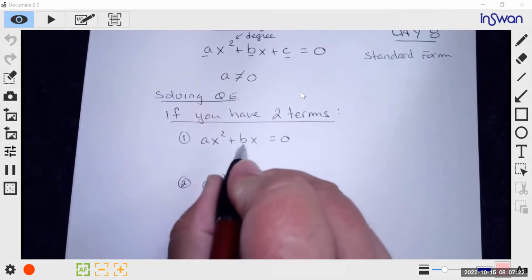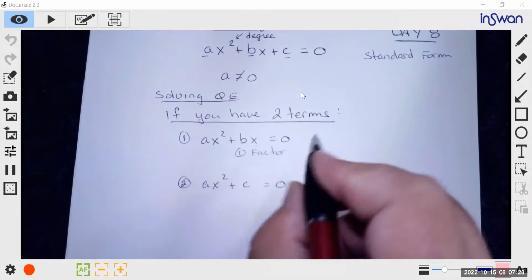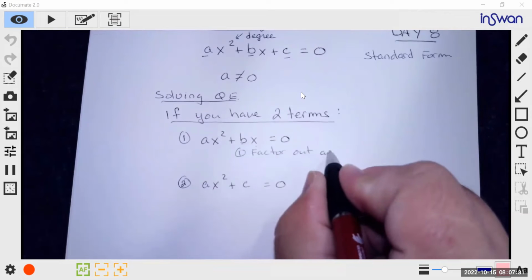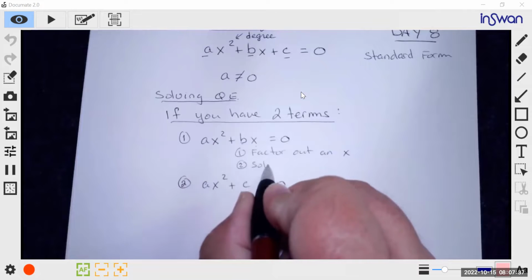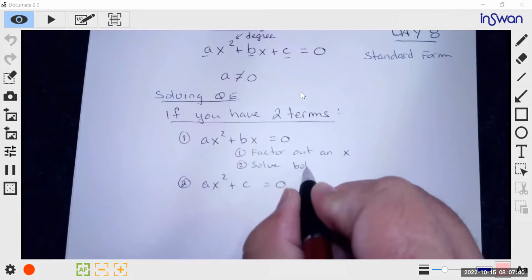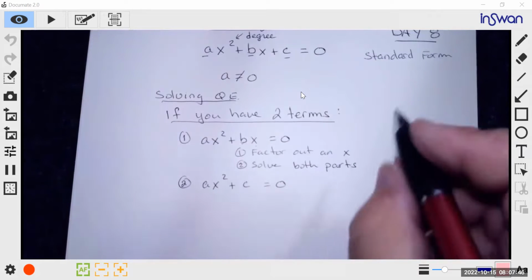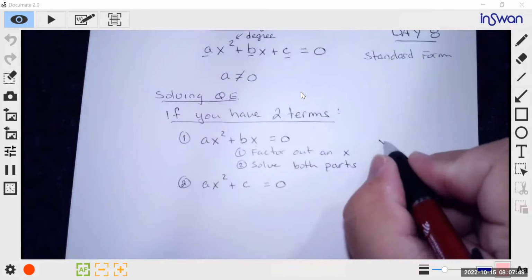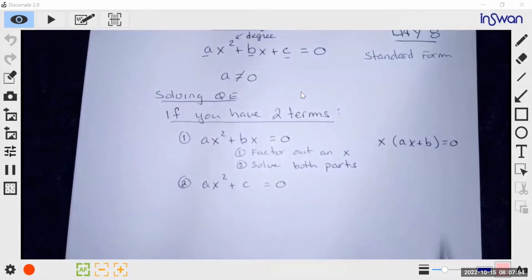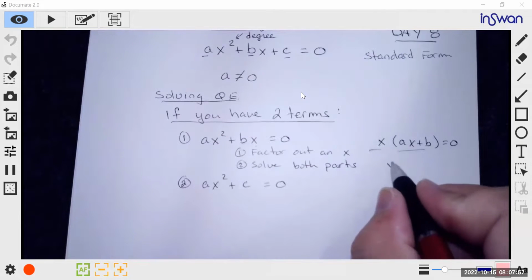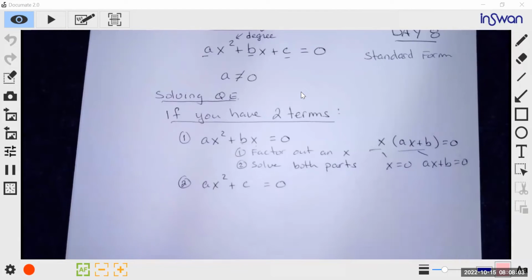If you have both terms have x, then factor out an x. And then solve both parts. Because if you factor out an x, for example, then if we had this, then we'll have ax plus b equals 0. We have 2 parts. Set them both equal to 0 and solve.